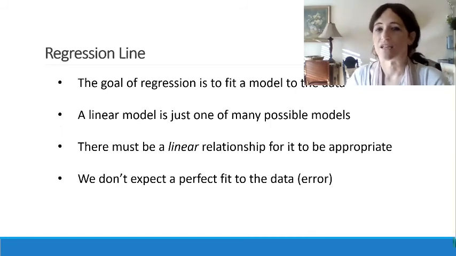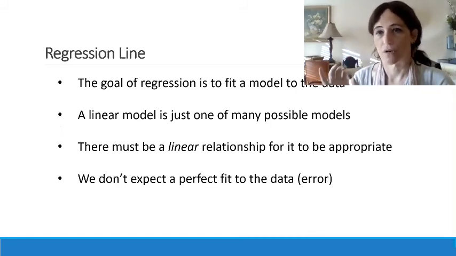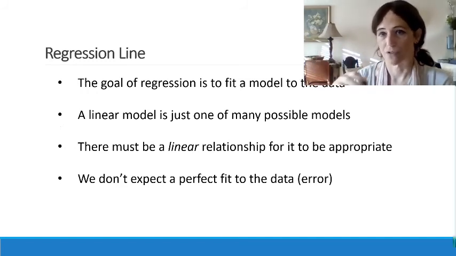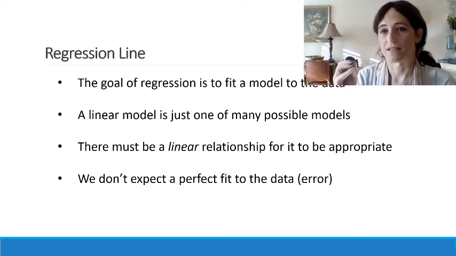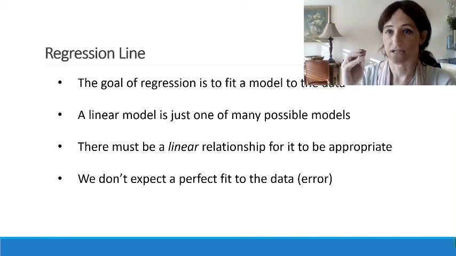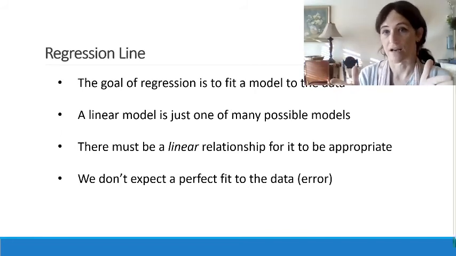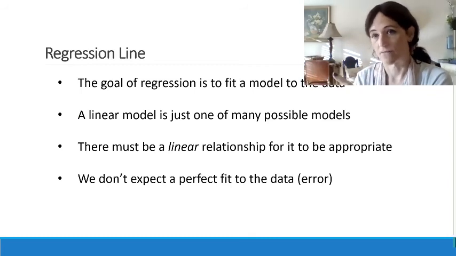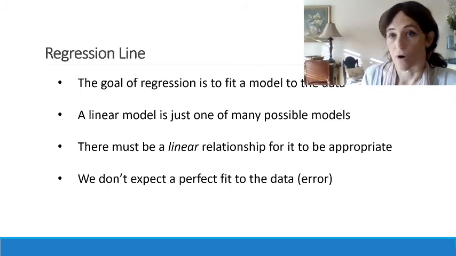The goal of regression is to fit a model to our data. We create this best fitting line that minimizes the sum of square differences from that line. And we can then use that to predict values of y, even using values that fall outside our data. It should still be within the range of values for our x variable, but it doesn't necessarily actually have to exist in our data set. We could still use that line to predict some value of y, given any value of x that we wanted to plug into that equation.